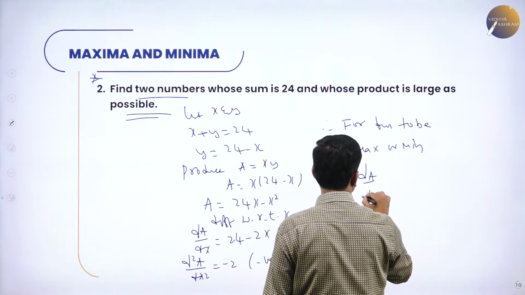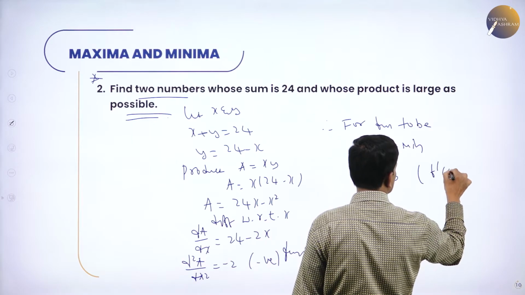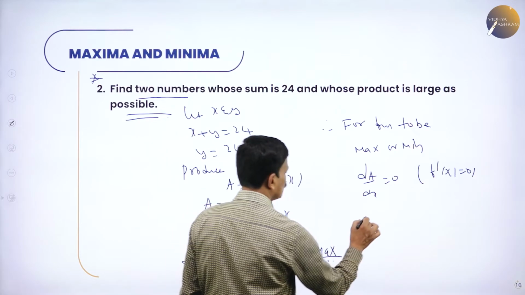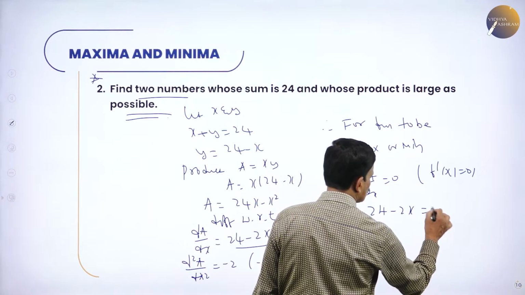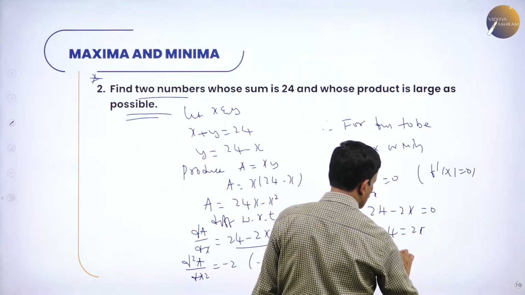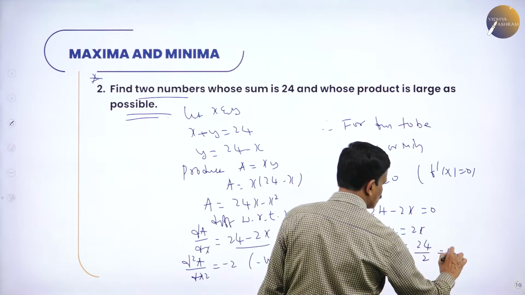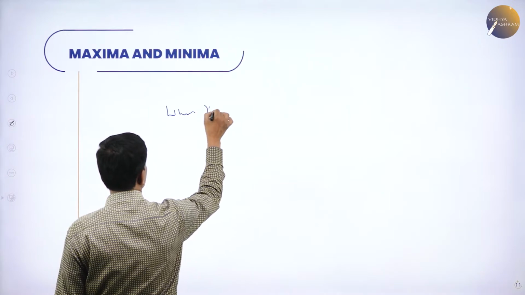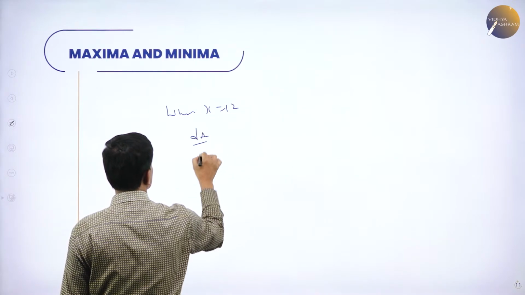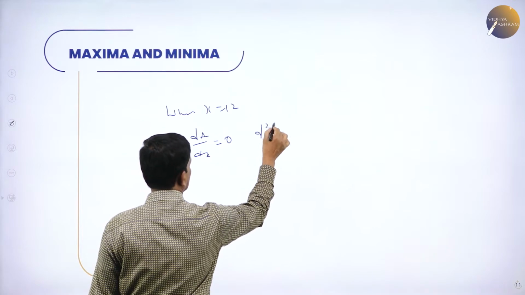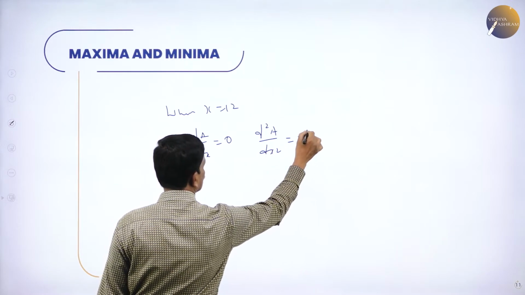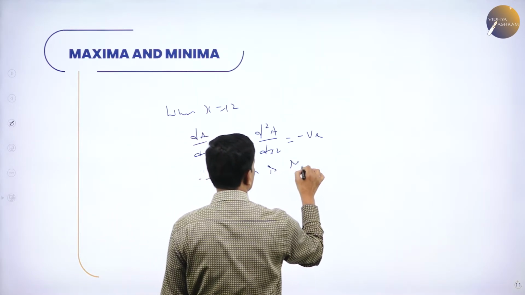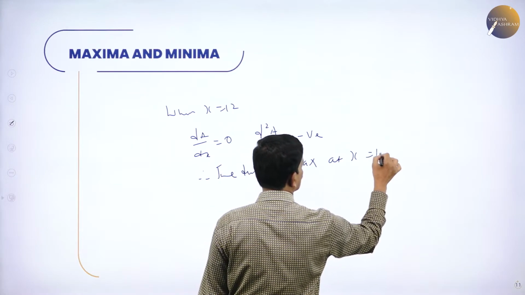For the function to be maximum or minimum, dA by dx is equal to 0. That is f dash of x is equal to 0, meaning dA by dx is equal to 0. What is dA by dx? That is nothing but 24 minus 2x is equal to 0. 24 is equal to 2x. x is equal to 24 by 2 is equal to 12. So one value is x is equal to 12. When x is equal to 12, dA by dx is equal to 0 and d square A by dx square is negative. Therefore the function is maximum at x is equal to 12.